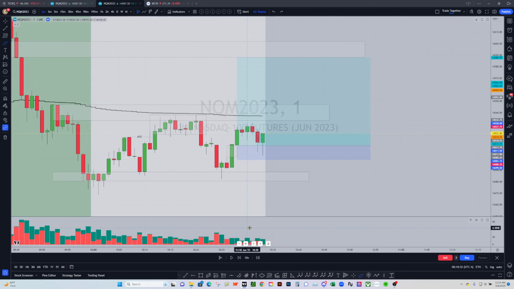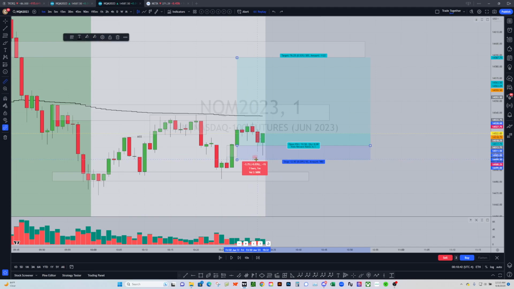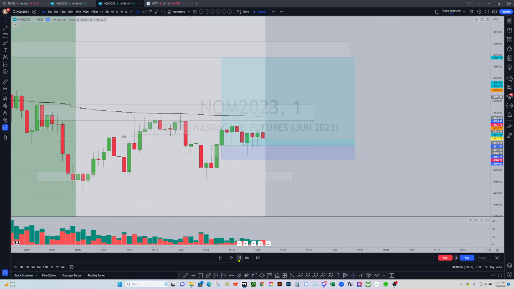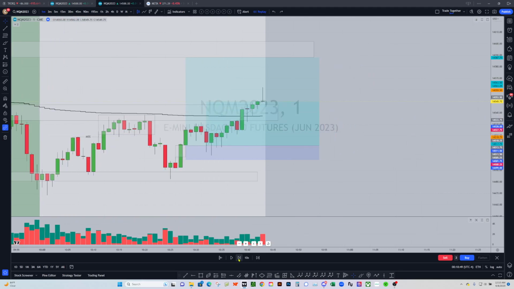So we get entered into the trade, pretty close to getting stopped out. I want to say, oops, this gives us not a lot of wiggle room. I think it's 15 ticks off from hitting our stop. And then we continue higher.